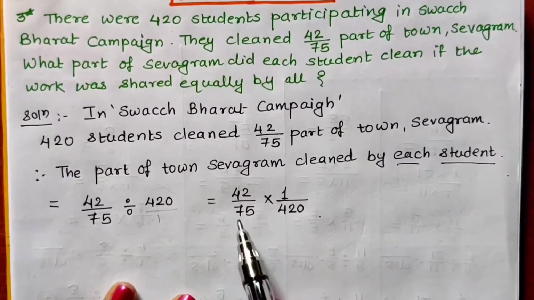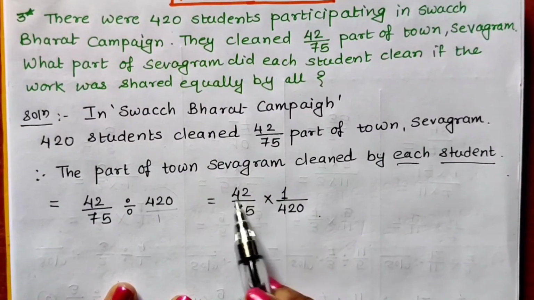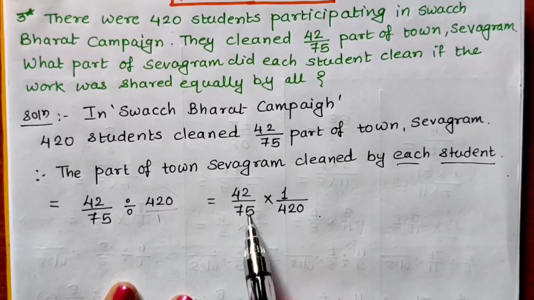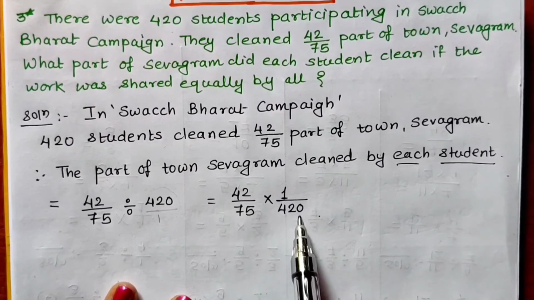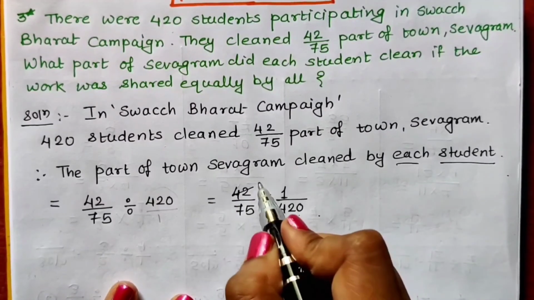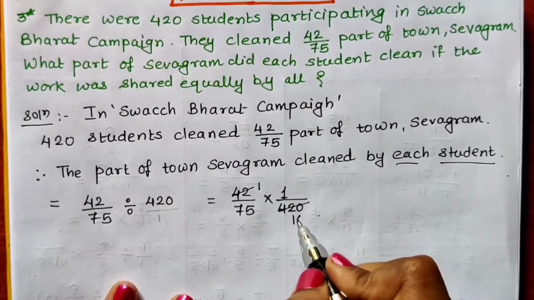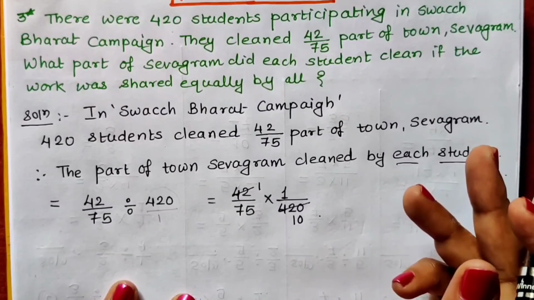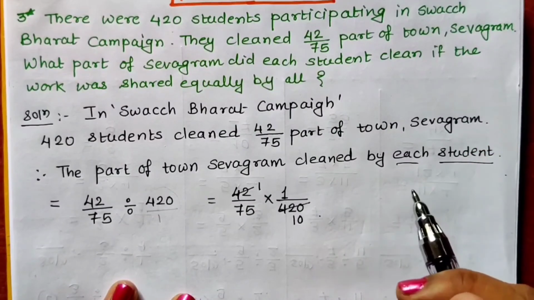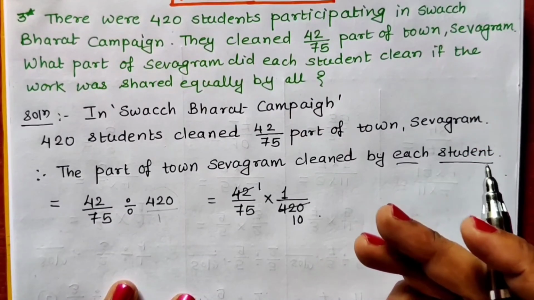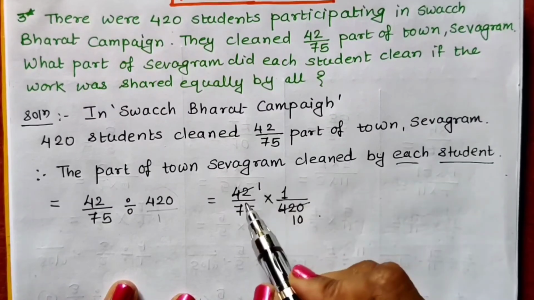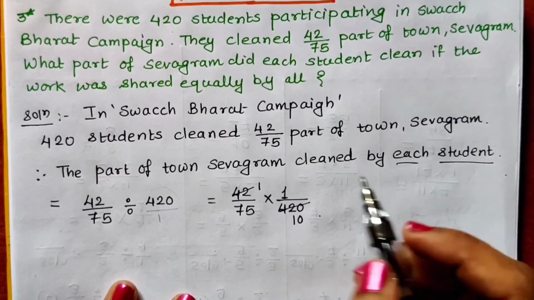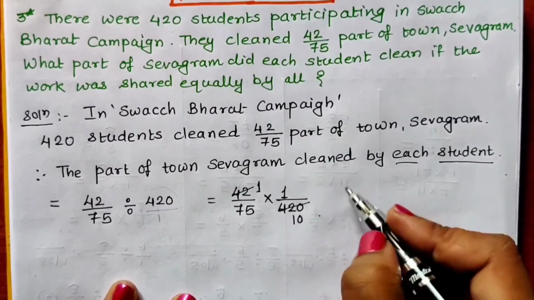See, it is not possible to cancel by 75 to 42 and 1, but it is possible to cancel by 42 to 420, because we all know 42 ones are 42 and 42 tens are 420. We all know that 27 ones are 27 and 27 tens are 270. Similarly, 10 ones are 10 and 10 tens are 100. Same way, 42 ones are 42 and 42 tens are 420. We all know that. So what is remaining in the numerator?